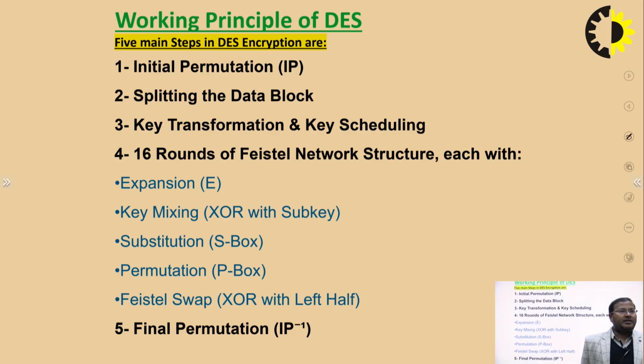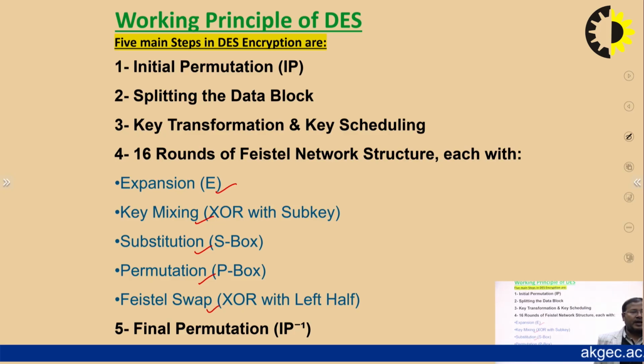There are 5 main steps in the DES encryption process. First is the initial permutation, represented by IP. Second, splitting the data block. Third, key transformation and key scheduling. Fourth, 16 rounds of Feistel network structure, each having expansion, key mixing, substitution, permutation and Feistel swap. And in the fifth step, the final permutation, that is IP inverse, occurs.